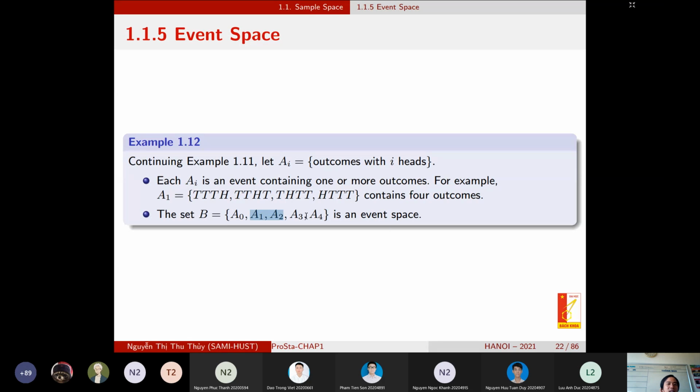How about if I consider the number of tails? For example, Ai is the outcome with i tails. Can we conclude that the set B is also an event space? If I change from head to tail, do you get the same thing? Yes, I think so. So that means there's only one sample space, but there are a lot of event spaces. So event space is not unique, but sample space is unique in this case. Do you agree about that?